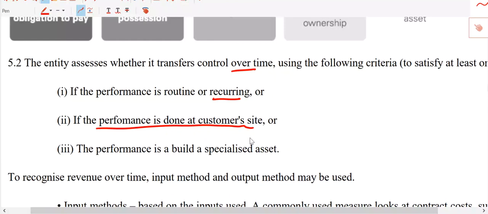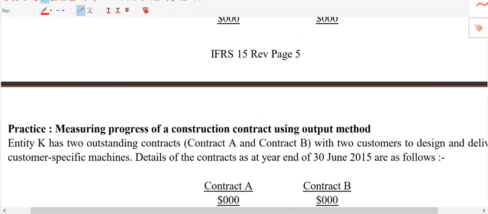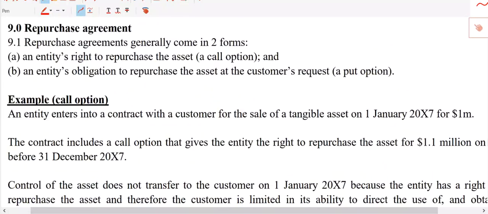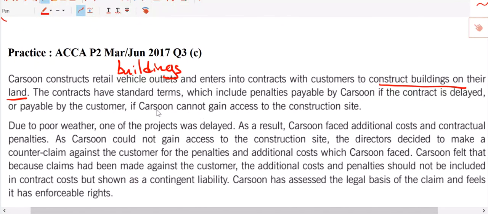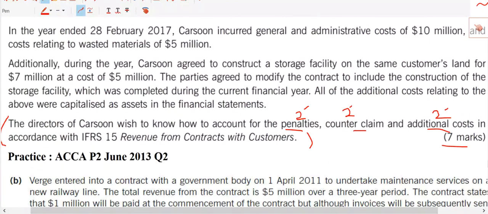Okay, so let's go back to the question now. The contract has standard terms which include penalty payable. Okay, this is my focus here. Now, should we straight away, when we see construct building on their land, talk about revenue to be recognized over time instead of at one point? Maybe no, class.